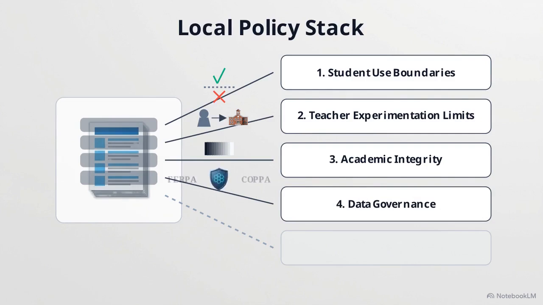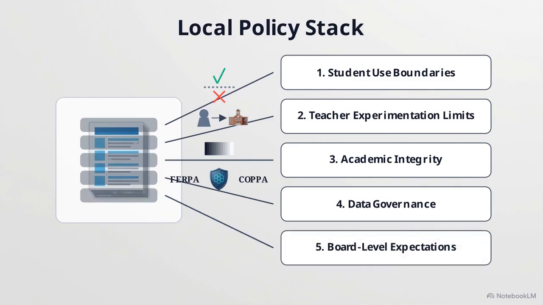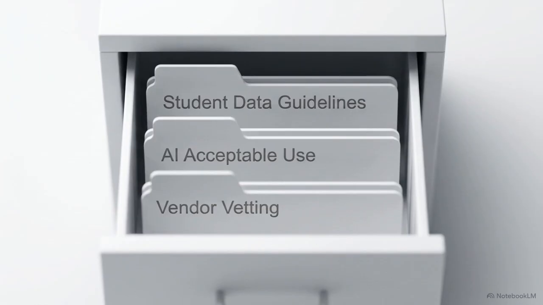Domain 4 focuses on data governance. It mandates rigorous vendor vetting to ensure every tool meets the privacy requirements of FERPA and COPPA. Domain 5 establishes board-level expectations. It requires district leadership to formally approve the AI governance framework to provide administrators with clear structural authority. Codifying these 5 domains transforms AI from an unmanaged liability into a regulated capability that protects students and staff alike.